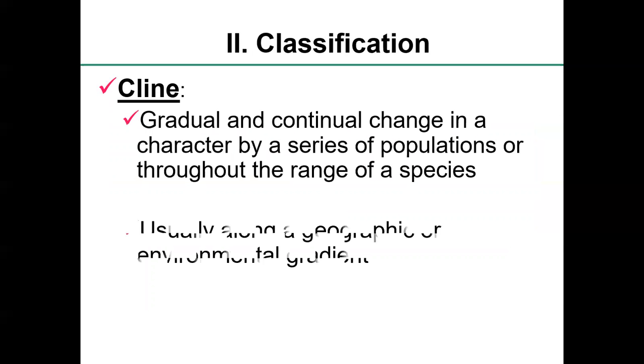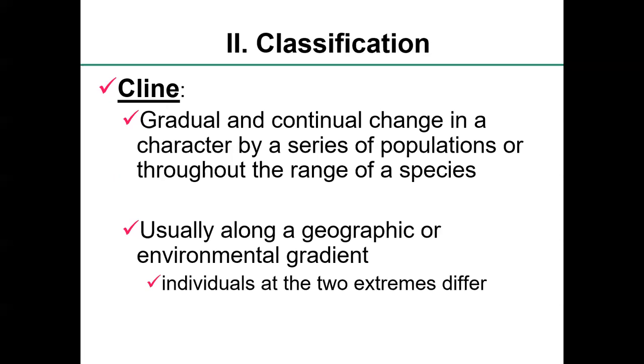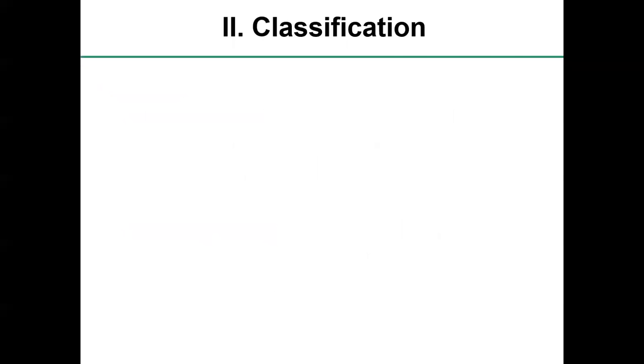Well, now I'd like to introduce you to a new concept called a cline. A cline is a gradual and continual change in a character, and the character can be almost anything: size, some sort of color morphology difference, but it's a gradual and continual change in some character by a series of populations throughout the range of that species. It's usually along a geographic or environmental gradient. And oftentimes, when you look at a cline, the individuals or populations on the 2 extremes of that environmental gradient or geographic gradient tend to differ considerably.